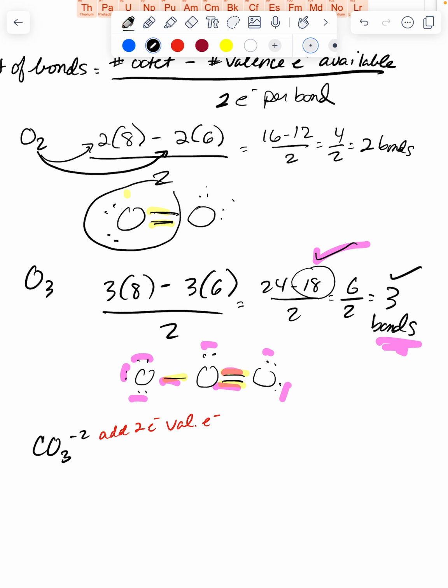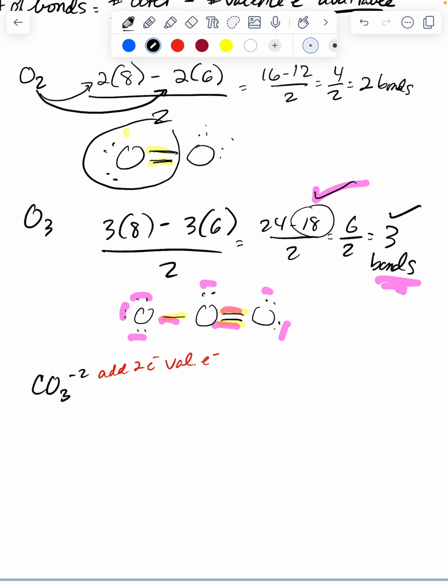All right, so with the first number, the octet, I'm going to jot it down here. I always just do that. Carbon needs an octet. Oxygen needs an octet, but there are 3 oxygen. So 8 plus 3 times 8, or 8 times 4, same thing, is 32 for the first number.